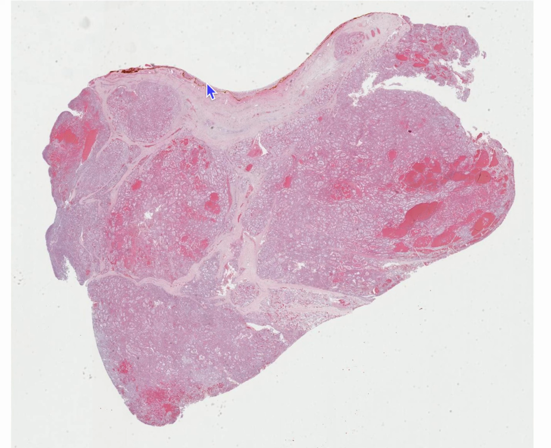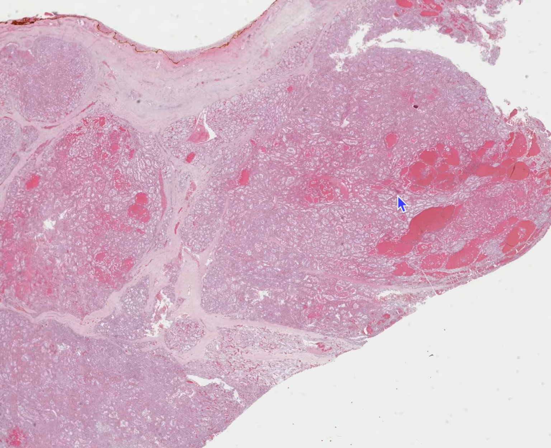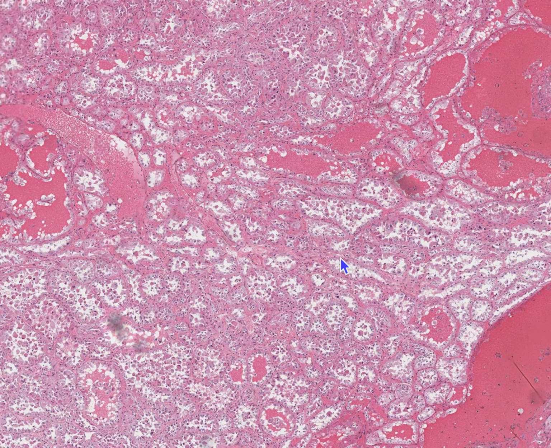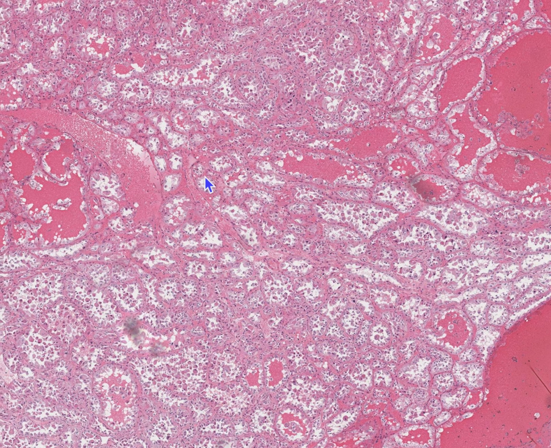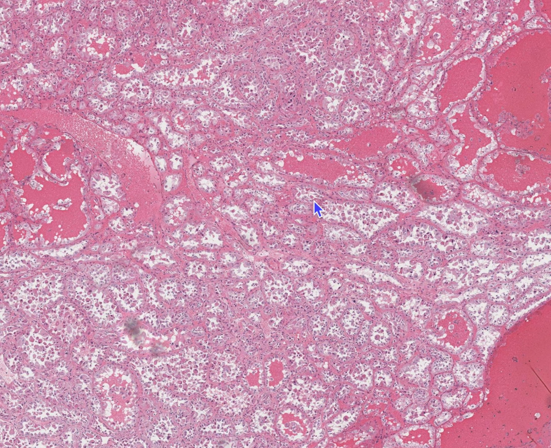So let's get to it. On low power, we see these fibrous septae that have some vessels inside. And then surrounding these fibrous septae, we have nested little packets of cells. Around them we also have a background of a lot of vasculature. So let's zoom in. There are delicate little septae with a lot of very thin vessels.